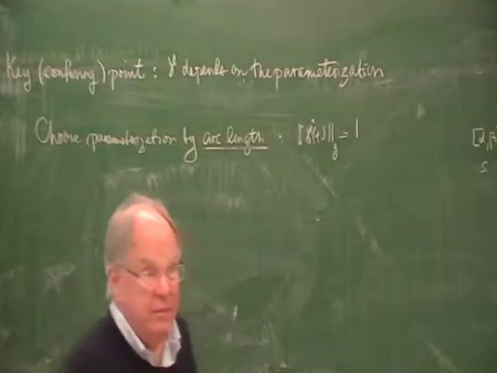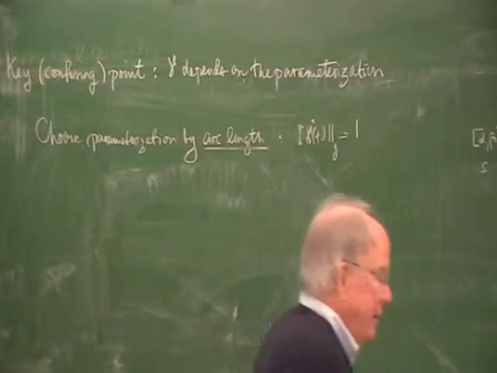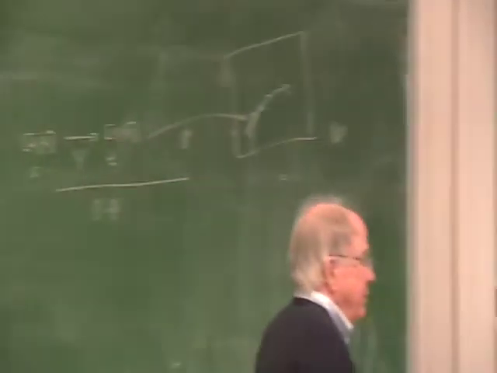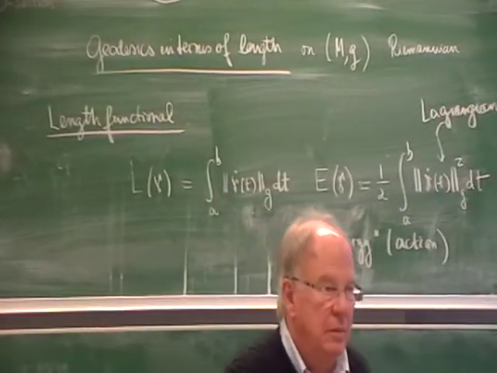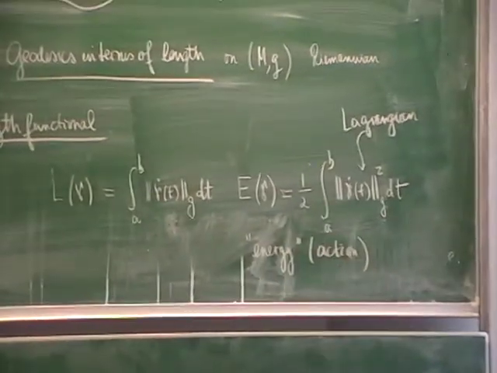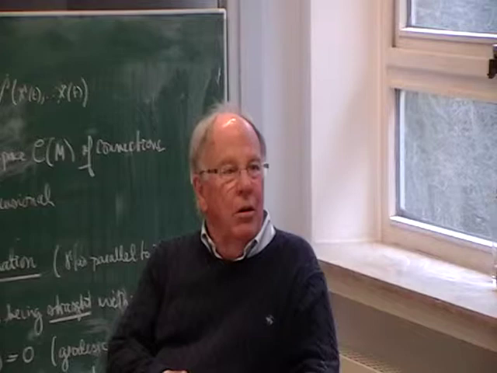You don't like that. How would you choose such a parameterization? Like, what's different? How does the parameterization change the length, like, the norm squared of gamma dot?